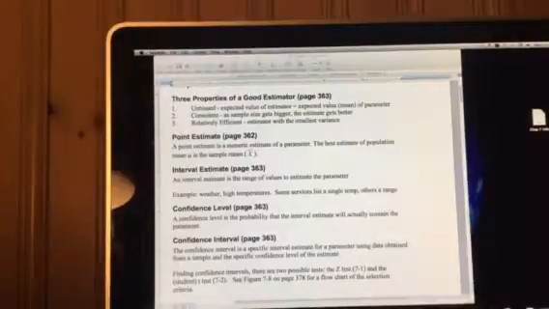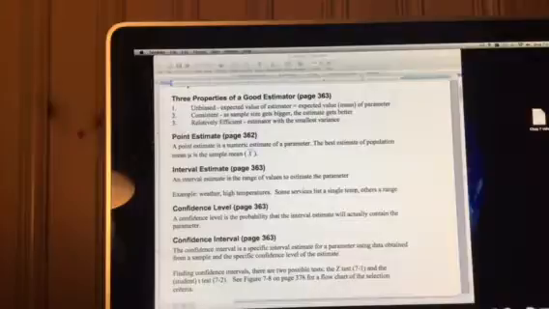This video will cover the properties of a good estimator and talk about the definitions of a point estimate versus an interval estimate. First off, there are three properties for a good estimator listed here in your notes. First off, a good estimator should be unbiased, and this one should be fairly obvious. The expected value of the estimator should equal or match the expected value of the parameter you're trying to estimate. That just makes good sense.